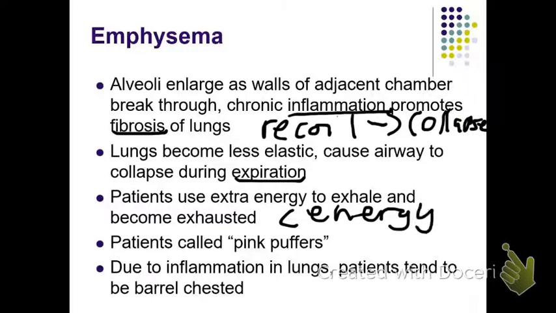To forcibly exhale. And if you remember from our first PowerPoint, we have our ERV, which is the expiratory reserve volume, and a patient who has emphysema is going to utilize their ERV instead of their tidal volume. The patients are often referred to as pink puffers because of the inflammation in their lungs, and patients tend to be barrel-chested.